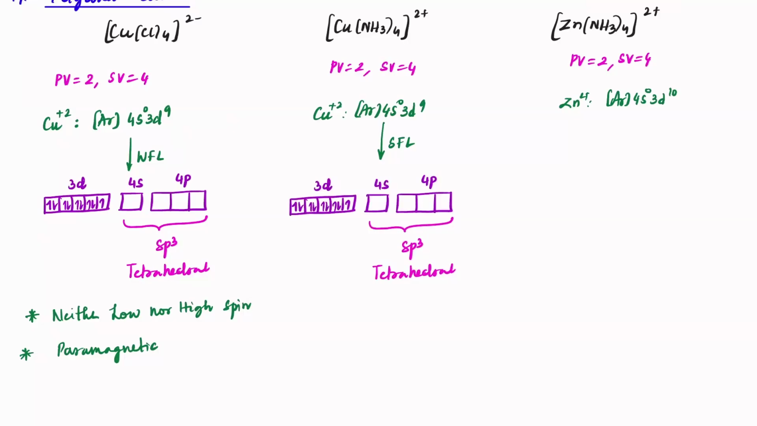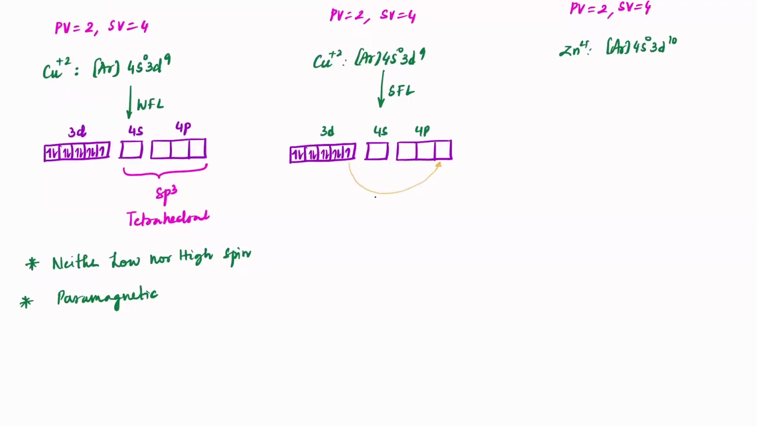In the case of a strong field ligand, we have 9 electrons here. So this is 3d, 4s, 4p. What has been noticed is that because ammonia is a strong field ligand, it has the ability to push the unpaired electron all the way to the last orbital. What is the advantage in doing that?